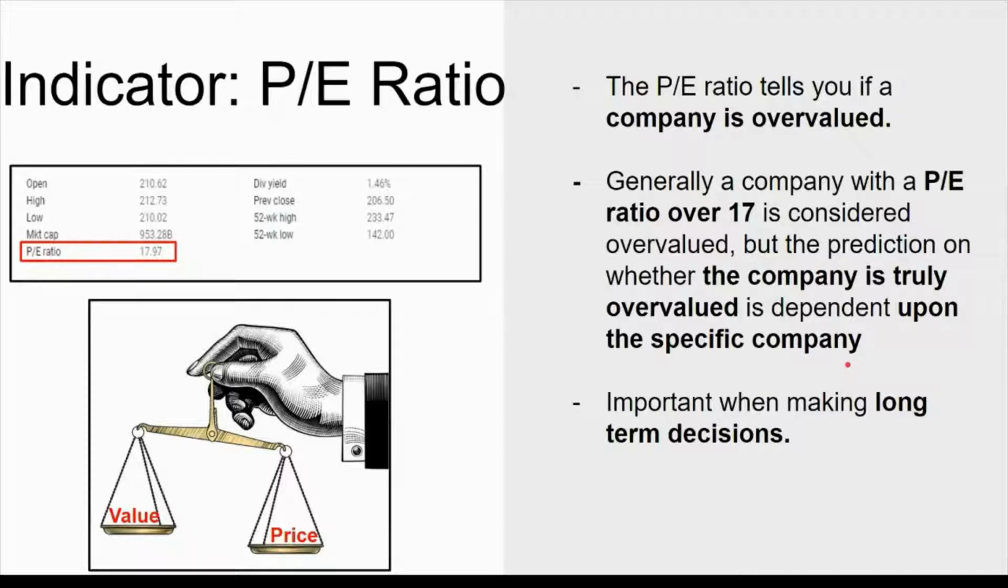So why? This is because a company could have a 24 PE ratio but still be undervalued because they have high growth. They're growing really fast, so they have the ability to keep up with that overvaluation. So knowing this, whether or not the company is truly overvalued is dependent upon the specific company and how their financials are going. And this is important when making long-term decisions, and a bit less important when making short-term decisions, unless you're trading an earnings call or something like that.